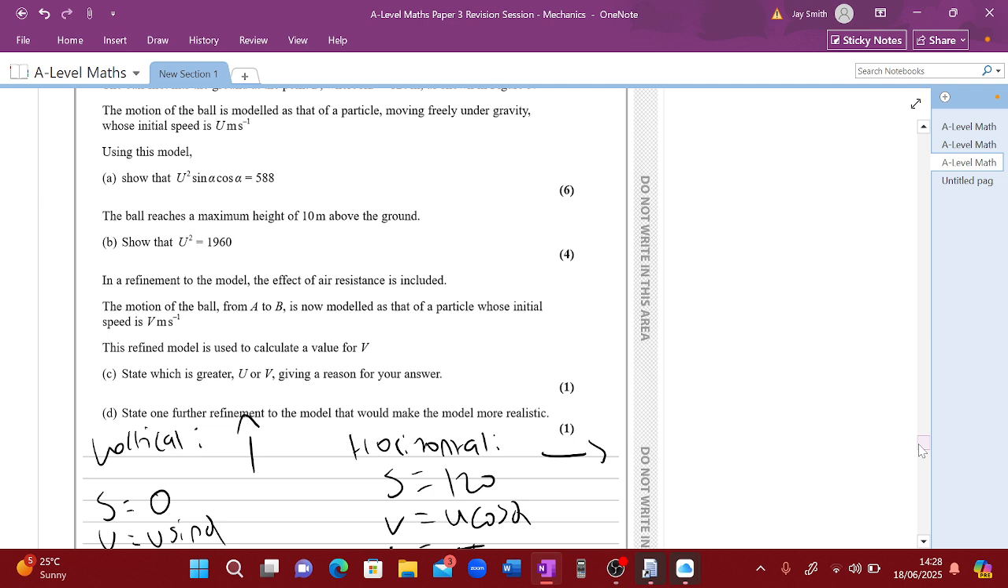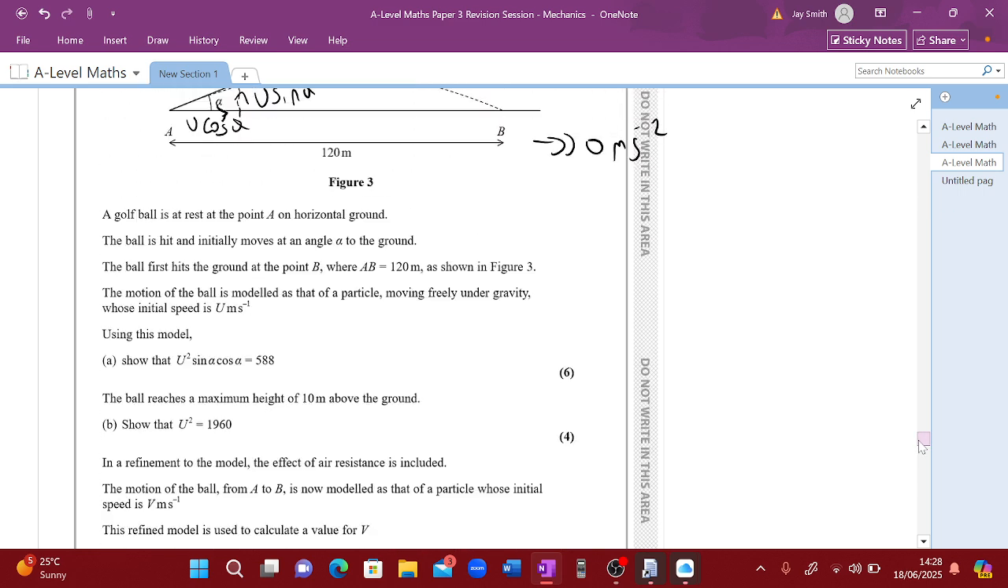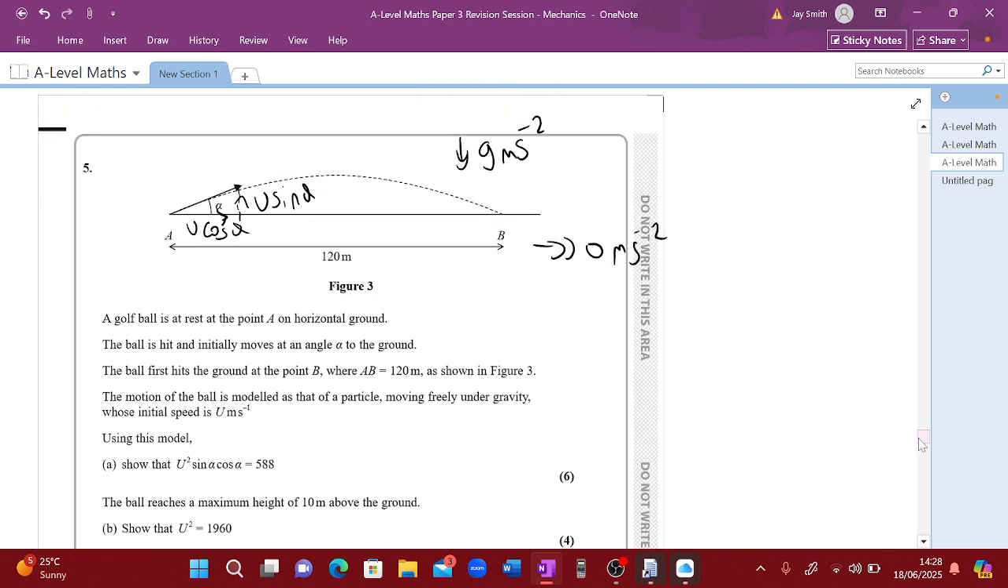So then it says the ball reaches a maximum height of 10 meters above the ground. Okay, so now we've got another situation going on. If the maximum height is going to be up here, that's going to be the maximum vertical height of 10. That's what we were told. So we've got another condition. I'm going to call this point P.